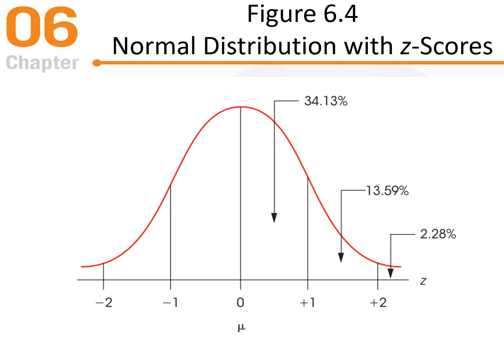There's also a general rule that between 1 standard deviation below the mean, which is a z-score of -1, and 1 standard deviation above the mean, which is a z-score of +1, you have approximately 68% of all cases. Between -2 and +2, you have approximately 95% of all cases. And between -3 and +3, which is not shown on this graph, you have approximately 99.7% of all cases. So this is the 68, 95, 99.7% rule.